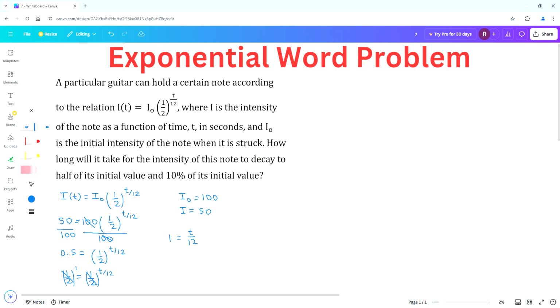We should cross multiply 12 to the left side of this equation. 1 times 12 is 12. And the unit is seconds. This should be the final answer for the first part. The note will decay to half of its initial value in 12 seconds. Now we can answer the second part. We should use the given equation.